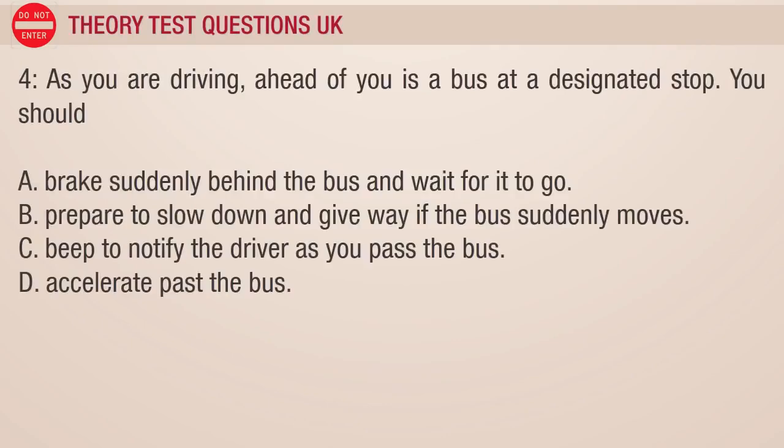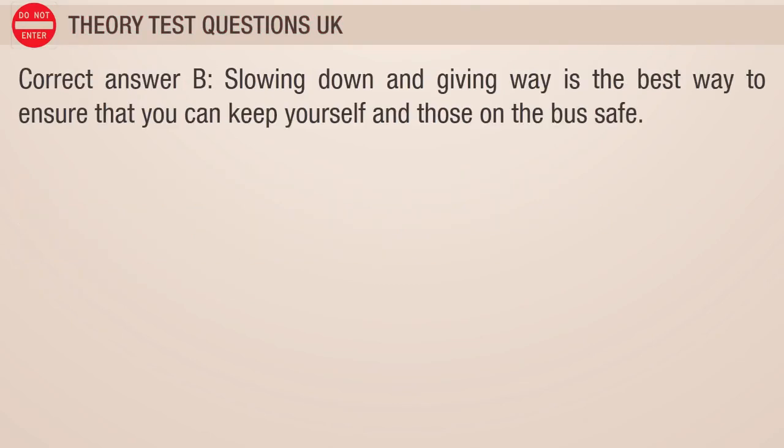Question 4. As you are driving, ahead of you is a bus at a designated stop. You should A. Brake suddenly behind the bus and wait for it to go. B. Prepare to slow down and give way if the bus suddenly moves. C. Beep to notify the other driver as you pass the bus. D. Accelerate past the bus. Correct answer B. Slowing down and giving way is the best way to ensure that you can keep yourself and those on the bus safe.